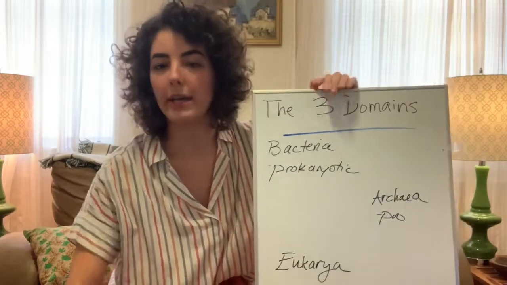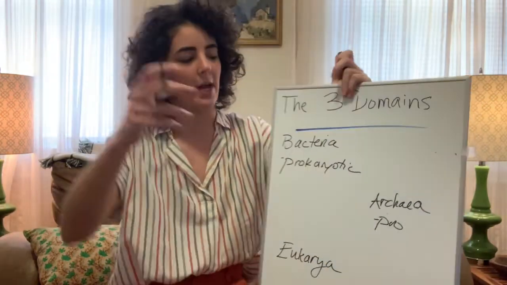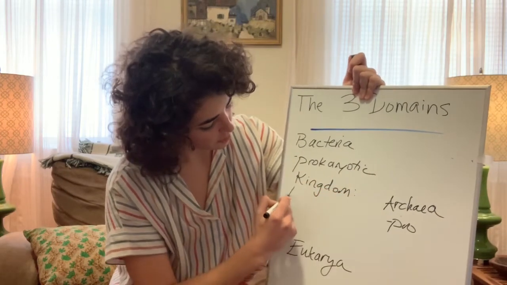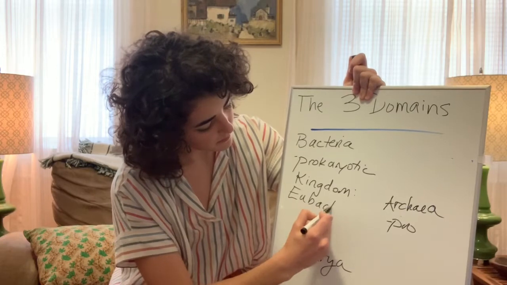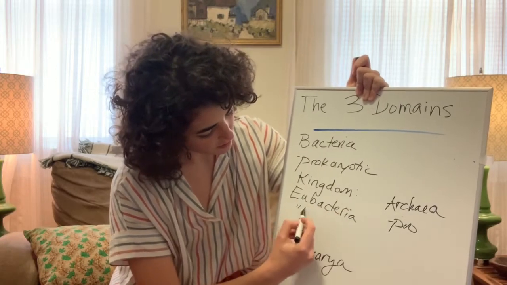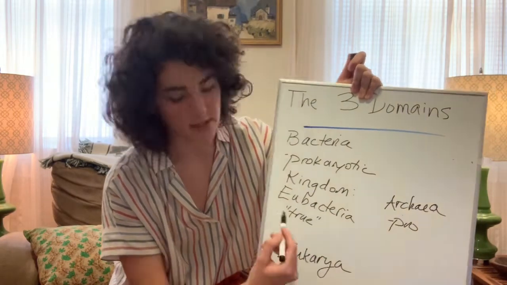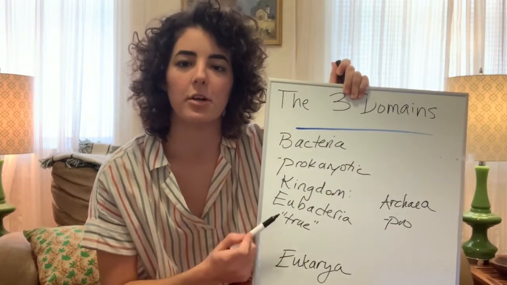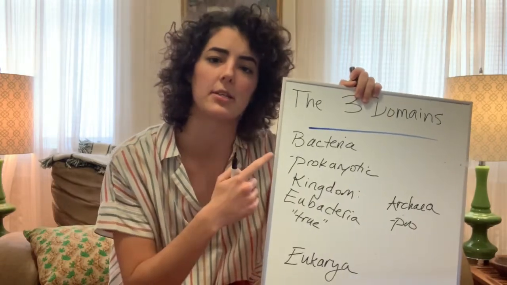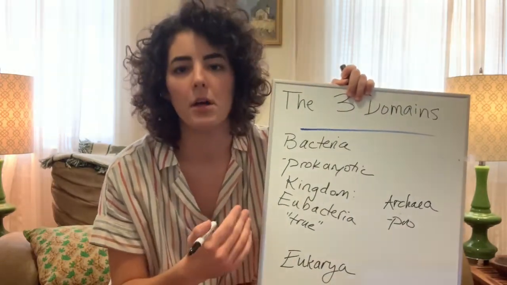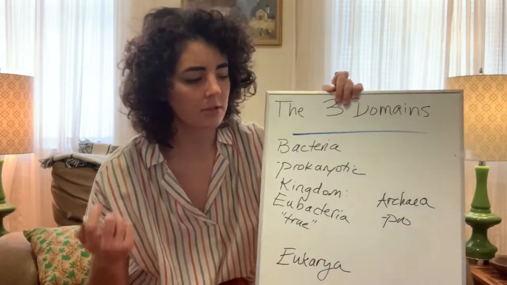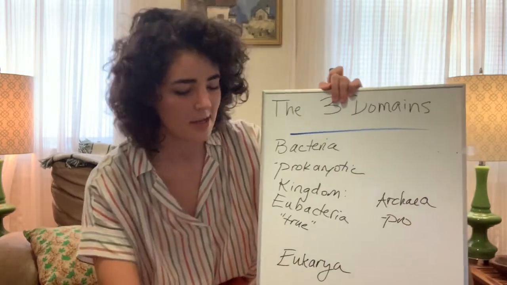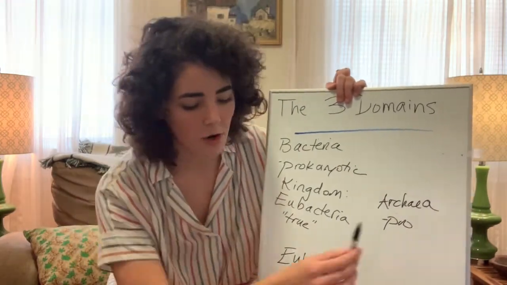There is only one kingdom in the bacteria domain, the kingdom Eubacteria, which means true bacteria. So one domain, one kingdom. Bacteria, Eubacteria. So when we're talking about the domain bacteria, we're also talking about the kingdom of Eubacteria. So that makes it easier for me because I don't have to do a separate lesson to talk about Eubacteria. Perfect. So moving on to archaea.